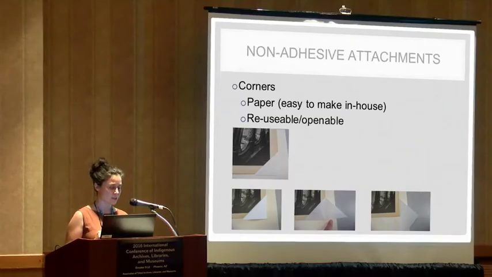And then ideally, you could also be using non-adhesive attachments, such as photo corners made out of paper. They're very easy to make in-house, and they won't cause any damage to the photograph, or shouldn't if they're properly used. So the top image is just a simple photo corner that's taped down, and the bottom image shows a reusable, openable photo corner, which is just a square of paper that's folded horizontally and vertically. So when you have a window mat on top of that corner, it'll hold it closed, but then once you remove the window mat, you could easily open the corner, take the photograph out, and then replace it back in there if it's going to be returned afterwards.